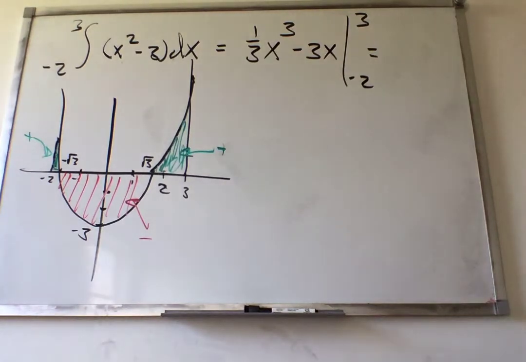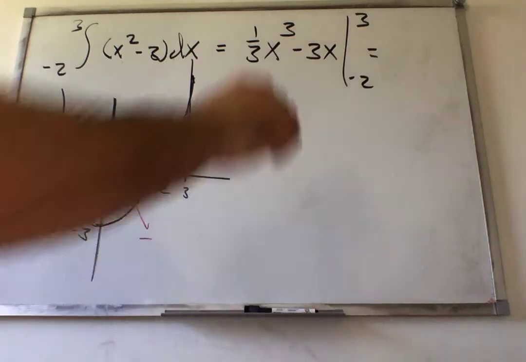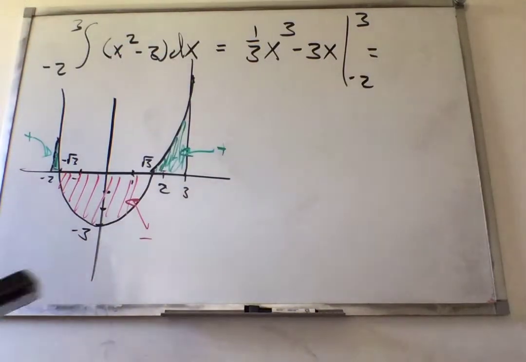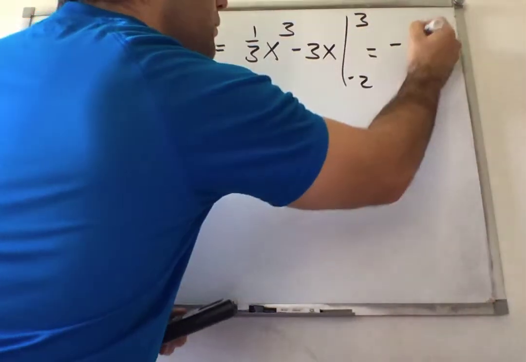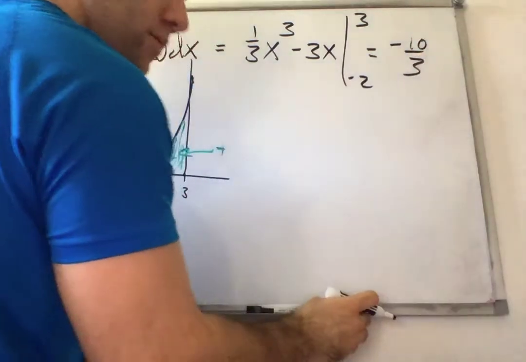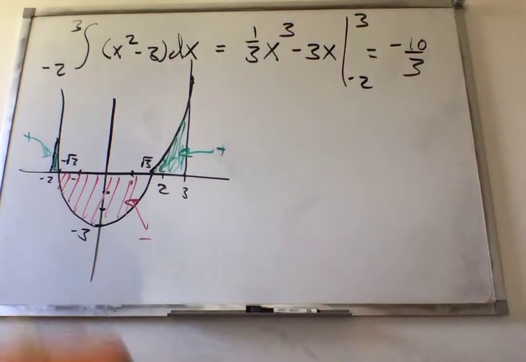Okay. So if you were to go ahead and plug in 3, plug in -2, you get -10/3.